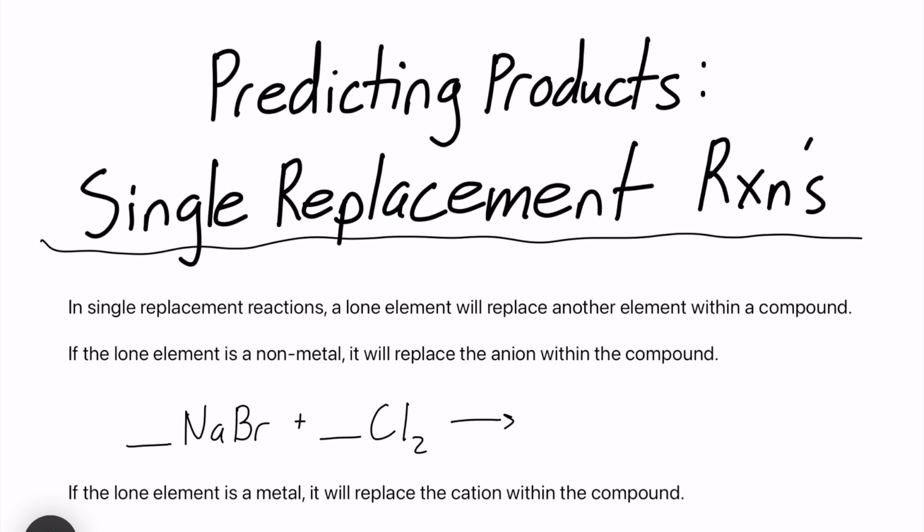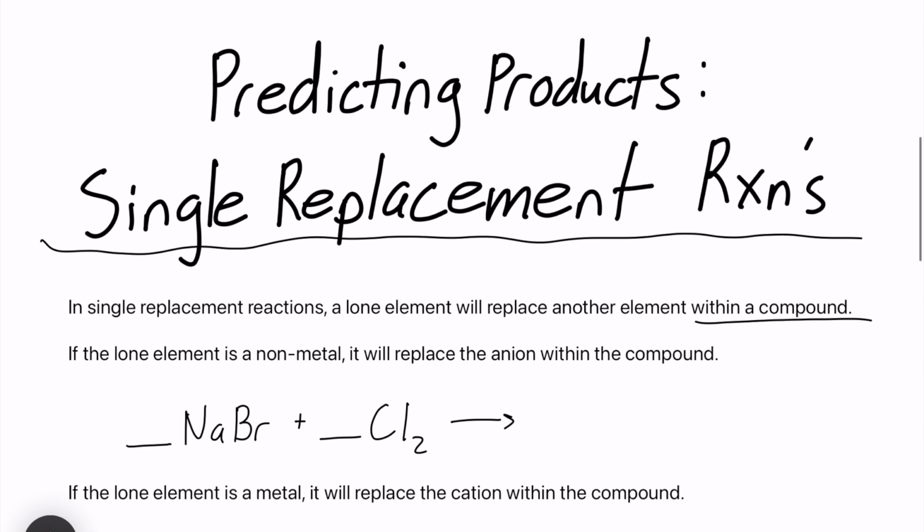So what I have going on, we are going to discuss different scenarios for single replacement reactions, and then we have 5 examples to go through in the second half of this video. In single replacement reactions, a lone element will replace another element within a compound. And if the lone element is a nonmetal, it's going to replace the anion within the compound.